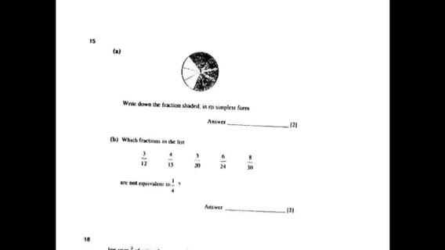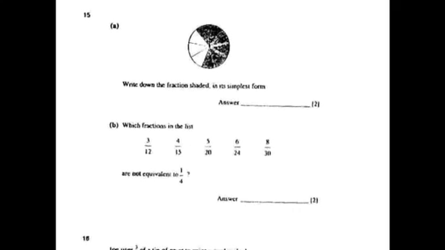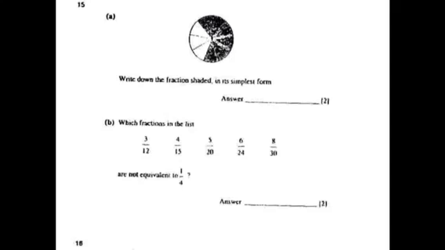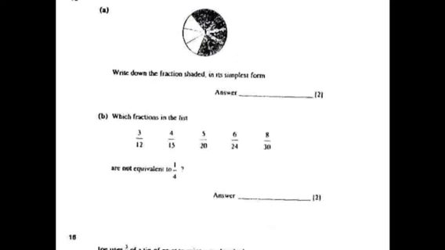Question 15 we're on to here now. The copy's a little small, so I'm going to try to increase the size of that. Write down the fraction shaded, in its simplest form. It's a little bit awkward, I'm going to do my best here. If I count the slices, 1, 2, 3, 4, 5, 6, 7, 8, so we have 9 slices by the looks of things.